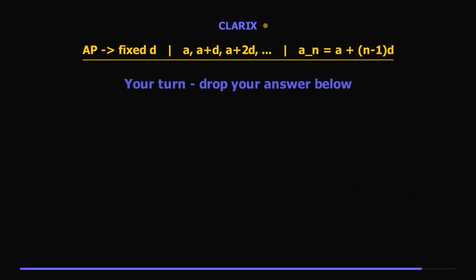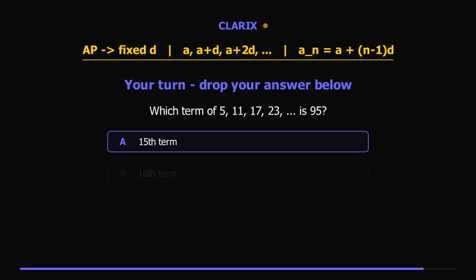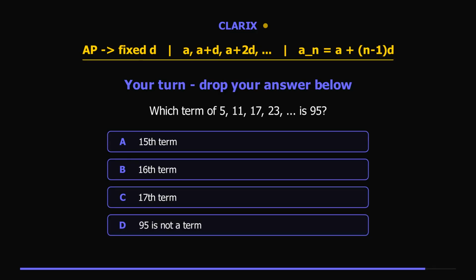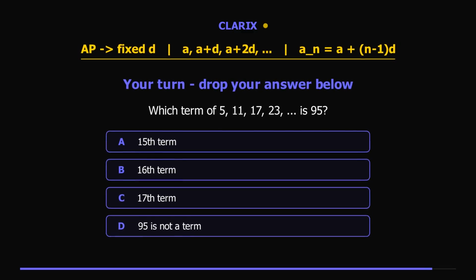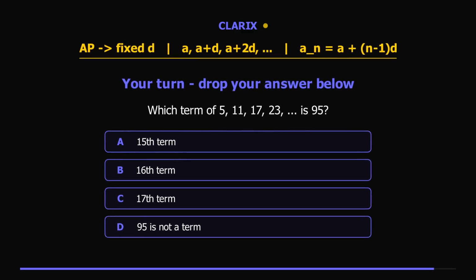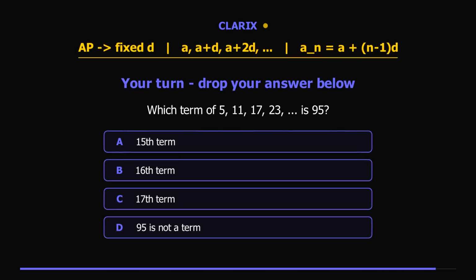Let's lock it in. An AP is a list with one fixed common difference d. Its general form is a, a plus d, a plus 2d, and onward. And any term you want is a plus, bracket, n minus 1, times d. 3 ideas, enormous power.